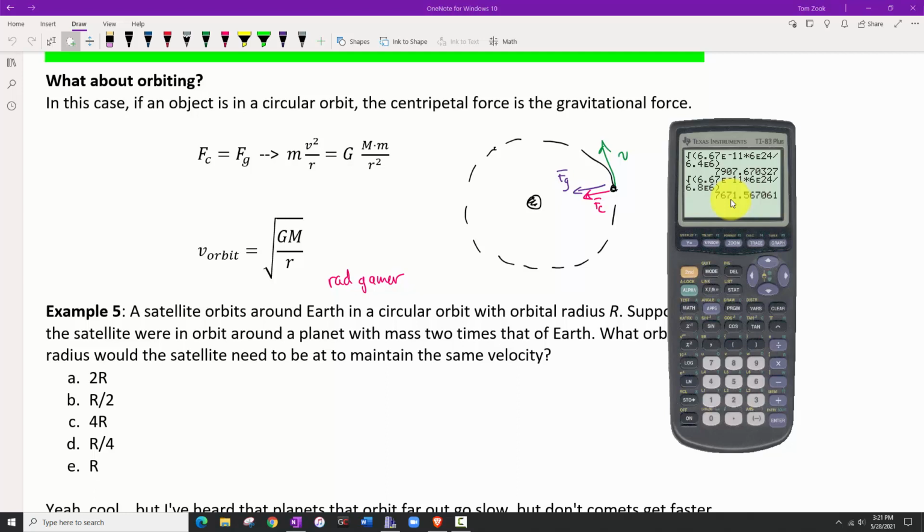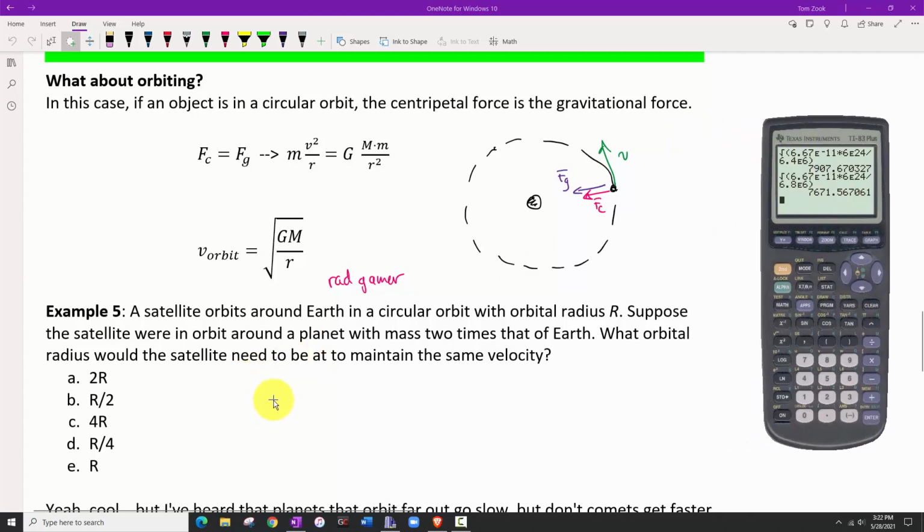In order to go in a circular orbit way, way beyond that, like geosynchronous orbit, we could calculate those as well. We just have to put in a new radius value. But let's take a look at what would be needed if we were on planet Earth with radius capital R as Earth's radius, and we had a satellite in orbit around a planet with mass 2 times that of Earth. So it's at its orbital radius capital R. And now we go to a planet that has twice the mass. What orbital radius would the satellite need to be at to maintain the same velocity?